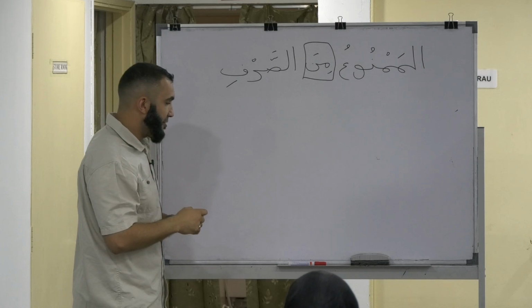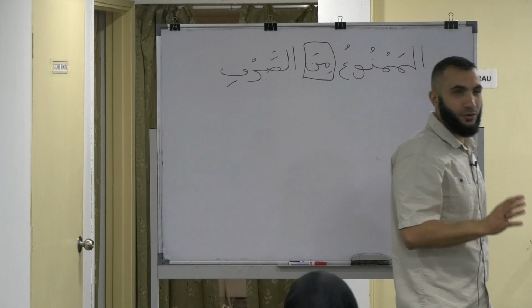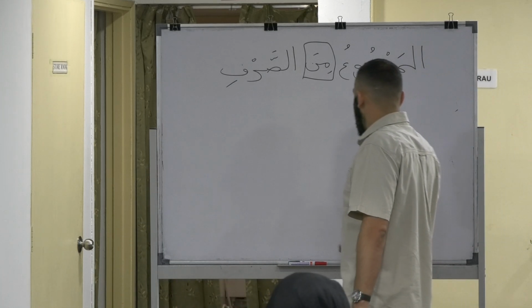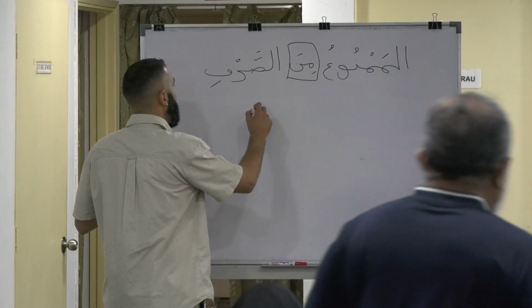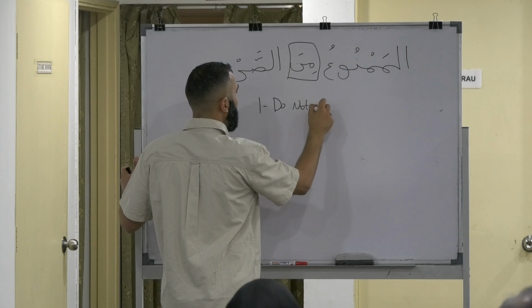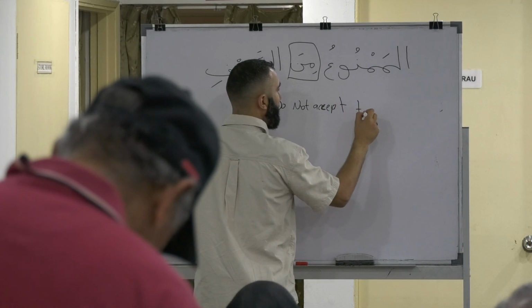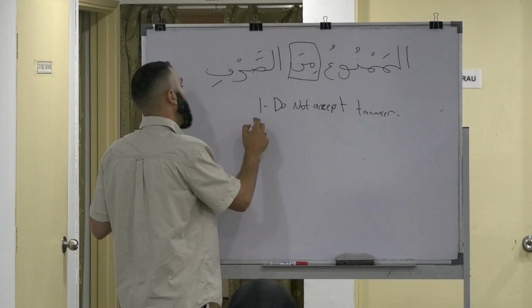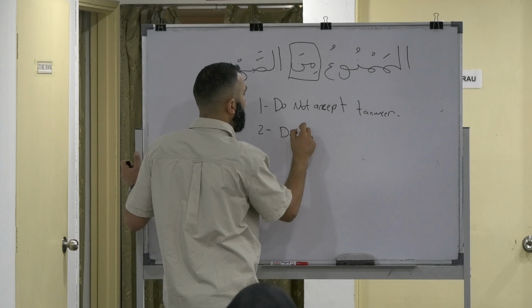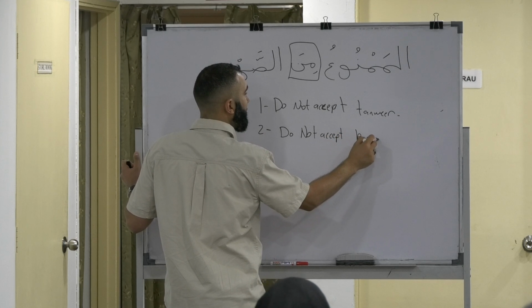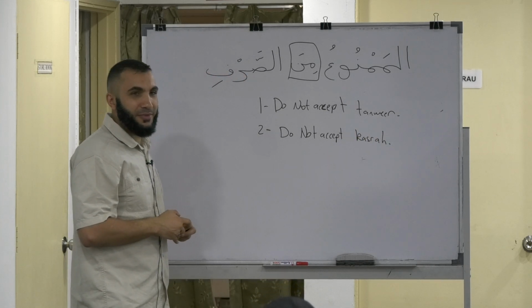Remember we spoke about huruf al-jar, the letters like ila, ala, to, on, and so on. Min is one of them, and they make the next word majrur, with kasra. The mamnu' min as-sarf are words that, number one, do not accept tanween, and number two, do not accept kasra. They do not accept tanween and they do not accept kasra.